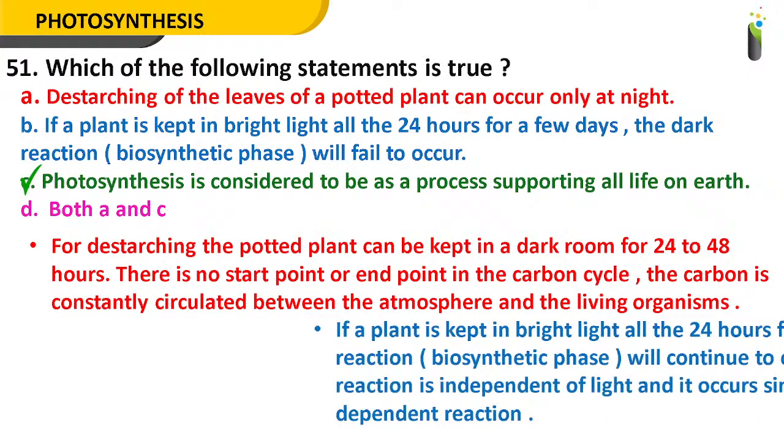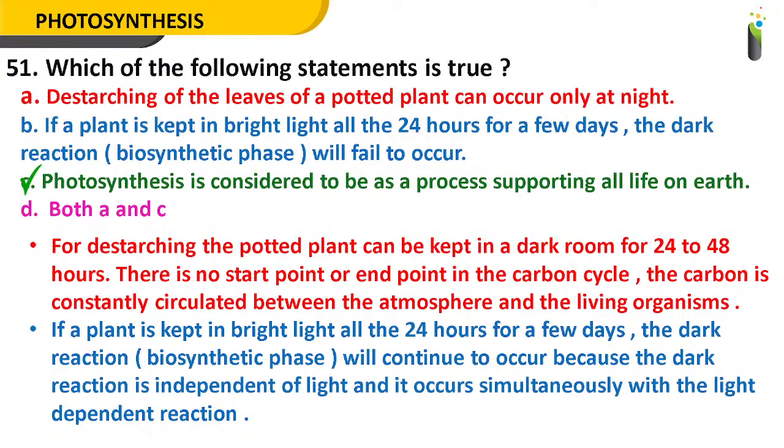Okay, coming to the next, if a plant is kept in bright light all the 24 hours for few days, the dark reaction, that is the biosynthetic phase, will continue to occur because the dark reaction is independent of light and it occurs simultaneously with the light dependent reaction. So even this statement can't be correct. So among all these, the correct statement is photosynthesis is considered to be as a process supporting all life on Earth.